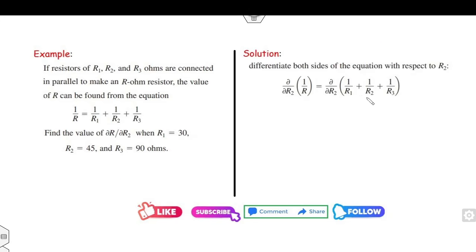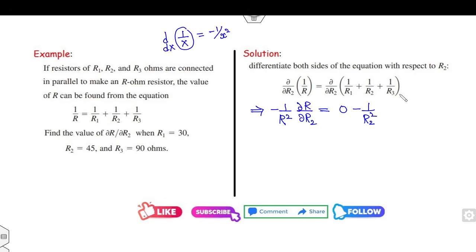So you will get this term. What is the partial derivative of 1 over R? It's -1 over R square into del R upon del R2. Because we have taken a partial derivative with respect to R2, 1 over R1 is 0. What is the partial derivative of R2? Fine, because we all know the derivative of 1 over x is -1 over x square. Similarly, for this case it is 0.